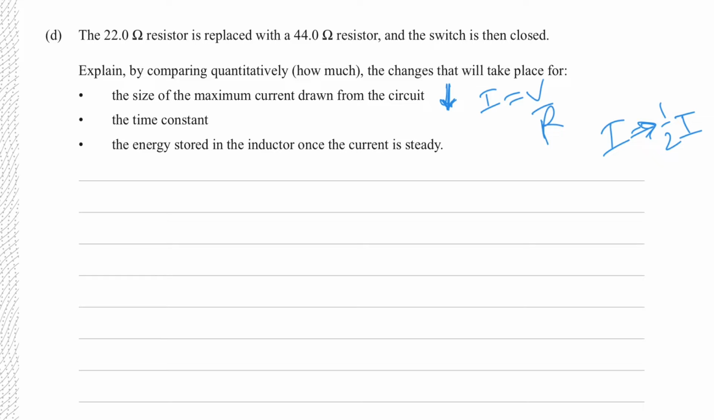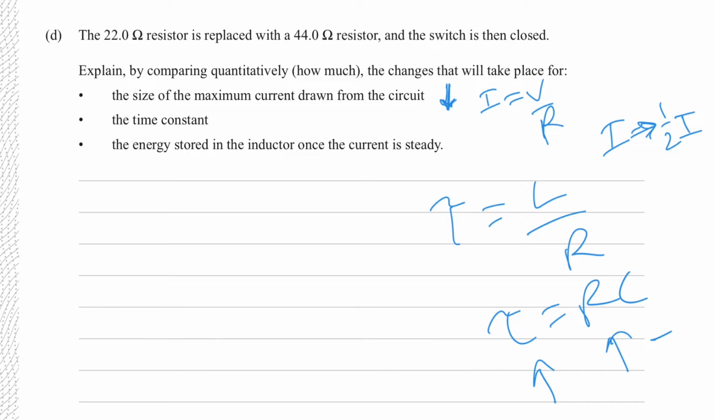What's going to happen to the time constant? Time constant equals L over R. So again, you're being divided by a bigger number. Time constant is going to halve. Is that right? Yep. If it was a capacitor, T equals RC. If you double the resistance, for the same capacitance you're going to double the time constant. For an inductor, we're not doing a capacitor, but sometimes it's helpful to compare in your thinking. If you double the resistance, because it's being divided, you're going to halve the time constant for the same inductance.